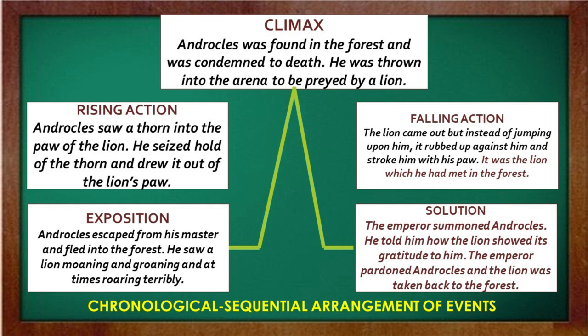Falling action. The lion came out, but instead of jumping upon him, it rubbed up against him and stroked him with its paw. It was the lion which he had met in the forest. The emperor summoned Androcles. He told him how the lion showed its gratitude to him. The emperor pardoned Androcles, and the lion was taken back to the forest.